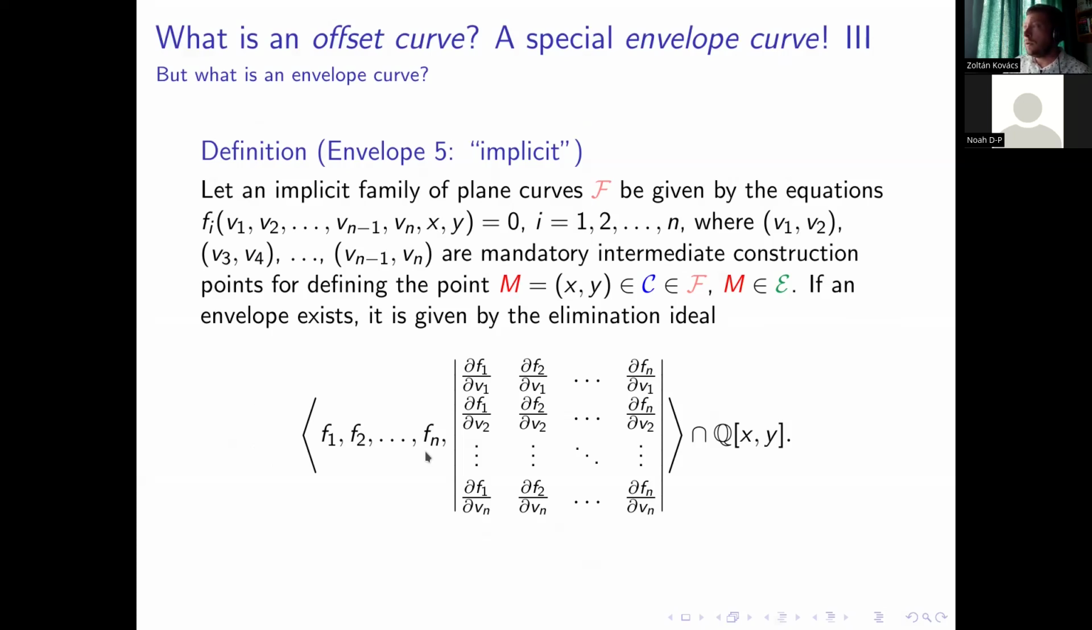into a polynomial ideal, and then we create the Jacobian matrix that contains the derivatives of the polynomials with respect to each variable. Then finally, if we have the polynomial ideal, then we compute the elimination ideal, which means that we consider only those polynomials that contain the coordinate x and the coordinate y. So finally, we hopefully get just one polynomial in x and y.